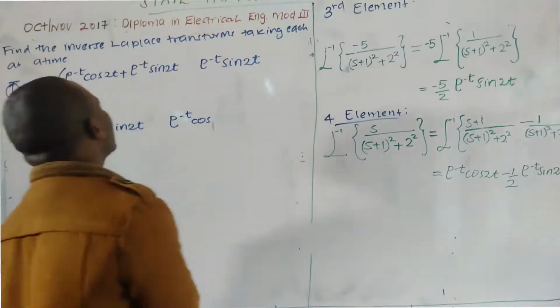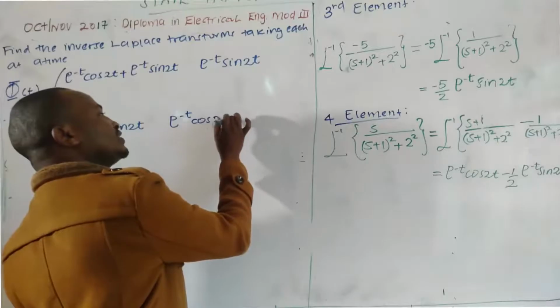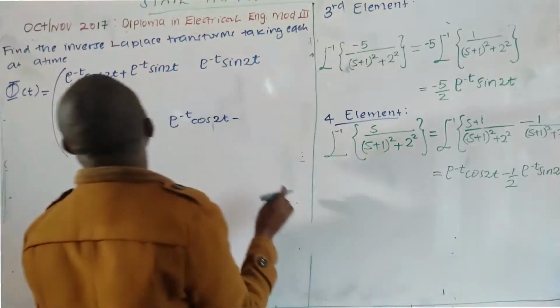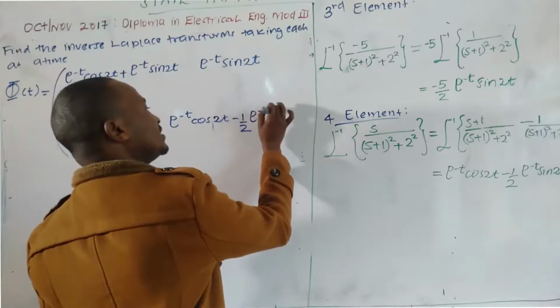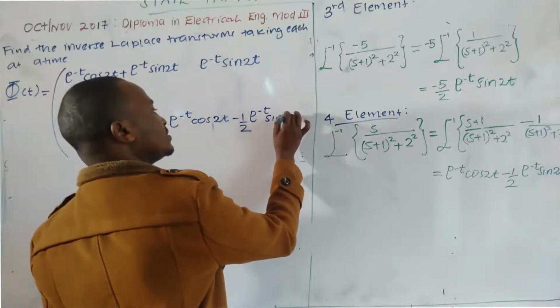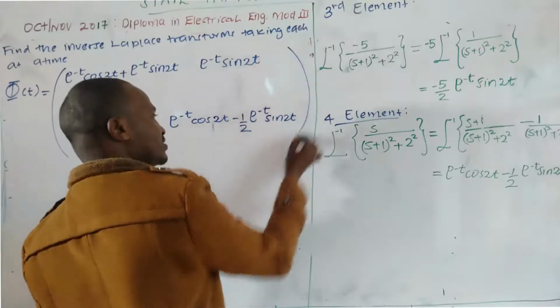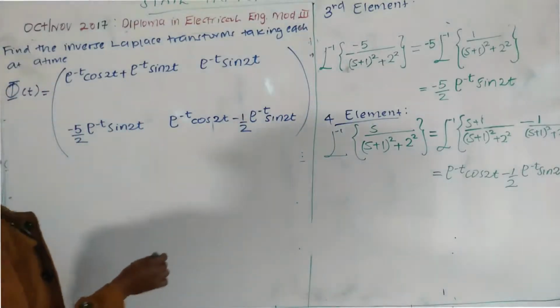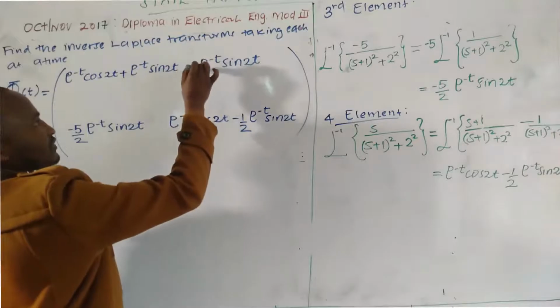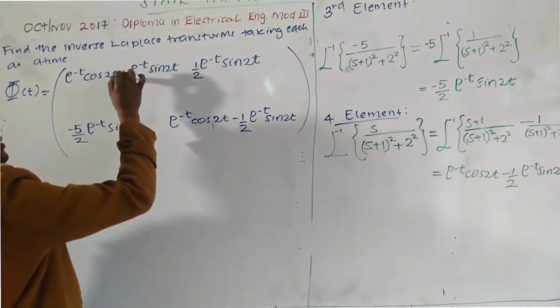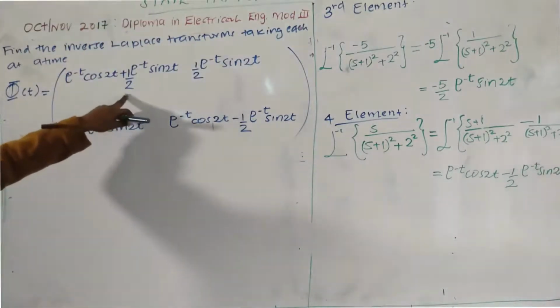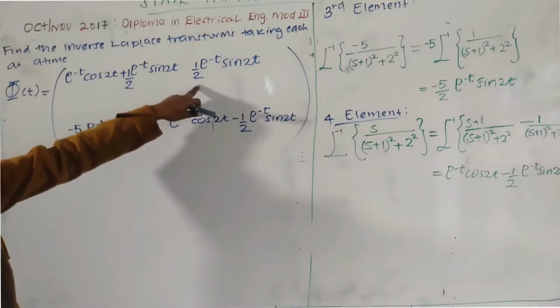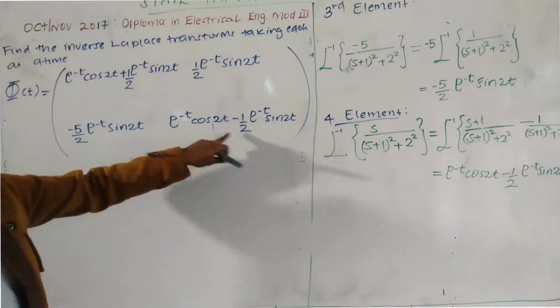Notice you can factor out the exponential if you want. Cosine of 2t minus a half exponential negative t sine 2t. It's a matrix, so you have to close that bracket. I think here you should have a half. You should have a half here. Even here there is a half, because our numerator was 1. Because the numerator was 1, you are multiplying with a half to remove that 2. So actually it should be like this.